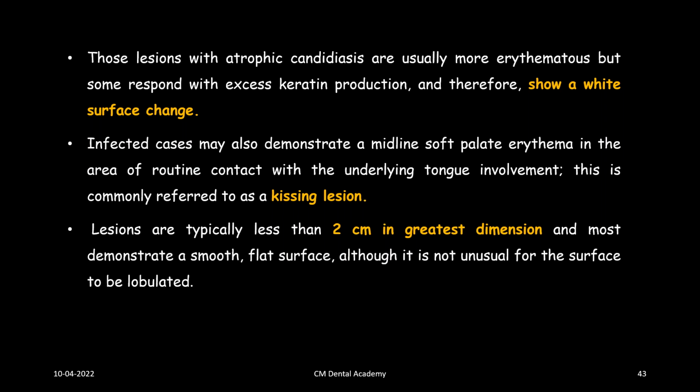Those lesions with atrophic candidiasis are more erythematous and some respond with excessive keratin production and show a white surface change. Infected cases may also demonstrate a midline soft palate erythema in the area of routine contact with the underlying tongue involvement. This is commonly referred to as the kissing lesion. These are typically less than 2 cm in greatest dimension and most demonstrate a smooth, flat surface, although it is not unusual for the surface to be lobulated.